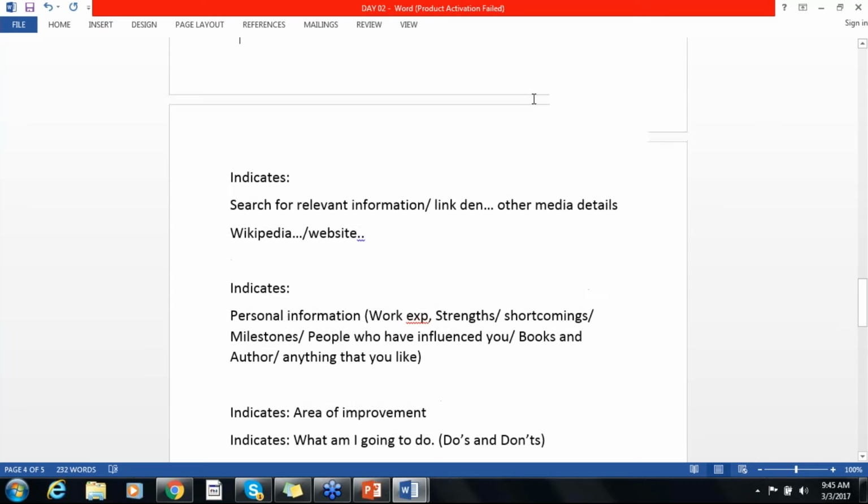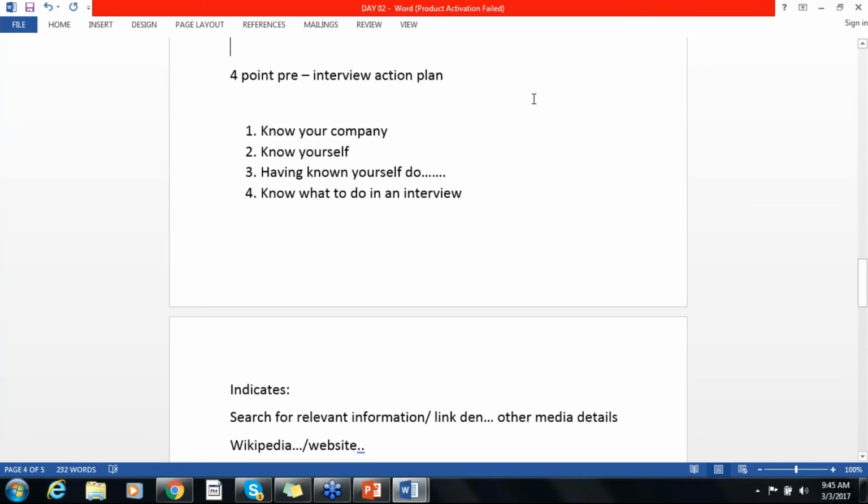Great. Let me do a recap of the 4-point pre-interview action plan. What are the 4 major points that we need to remind ourselves about? First is to know the company where I'm applying. Know myself. Having known myself, what are a few areas of improvement? Just in case they ask what you would like to improve, what your boss thinks about you, and how you're going to be working on those specific areas. Know what to do at an interview.